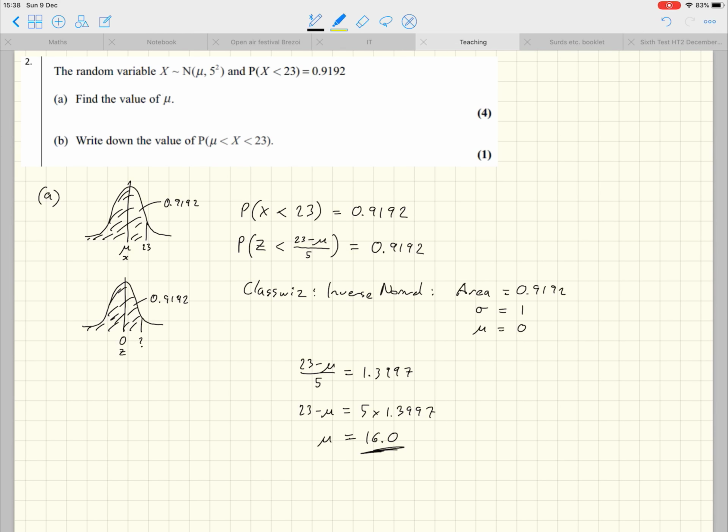Question B is straightforward with the ClassWiz. It used to be a bit harder in the old days, but this is now quite easy, because since we know our answer to part A, we can just straight away reach for the ClassWiz and work this out. Let's draw a little line here. Part B, and we're going into the ClassWiz again, but this time we don't want the inverse normal, we want option 2 in that menu, which is normal CD.